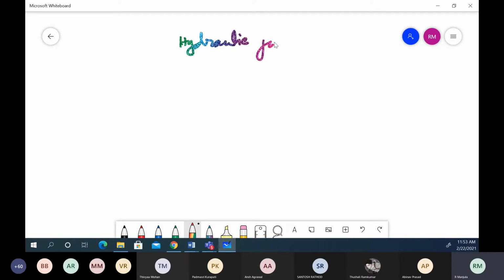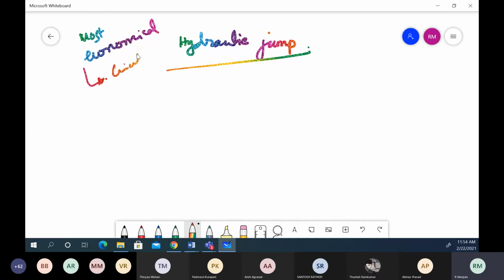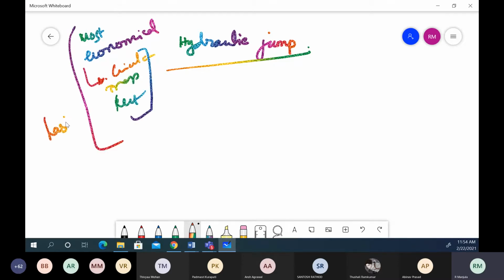So today we are going to discuss hydraulic jump. Last class, and the last few classes, we have seen the analysis and design of the most economical section for circular, trapezoidal and rectangular channels. These are the things which we discussed in the previous class. Now we are going to discuss hydraulic jump.